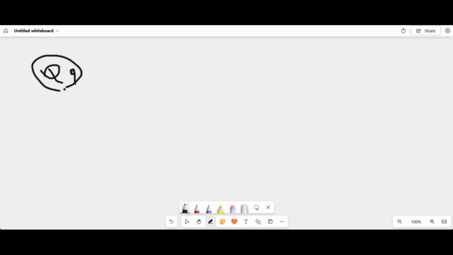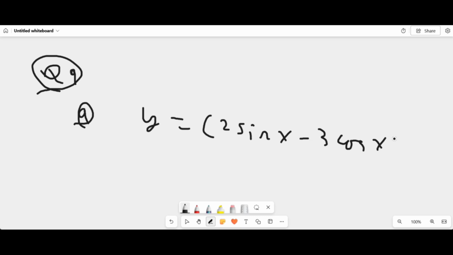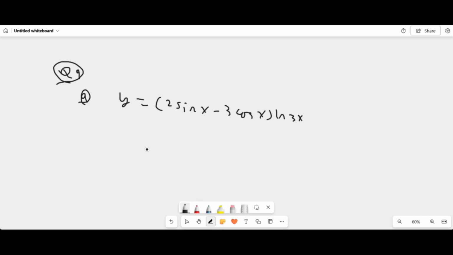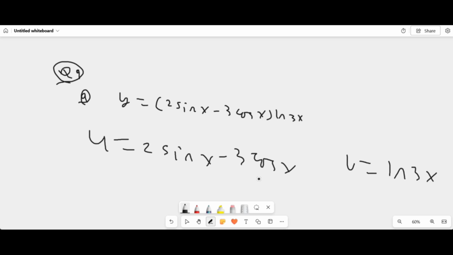Let me switch whiteboard. Question 9: y is equal to (2 sine x minus 3 cos x) times ln 3x. They're actually begging it now, you know that. Okay, so u is 2 sine x minus 3 cos x, and then here we've got v is equal to ln 3x.